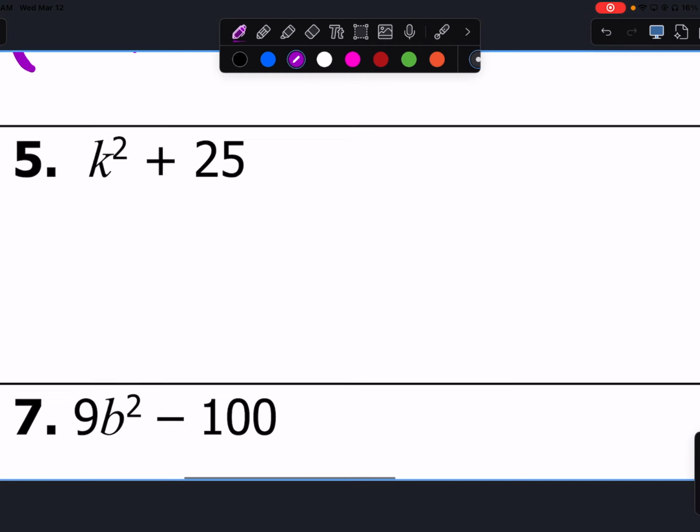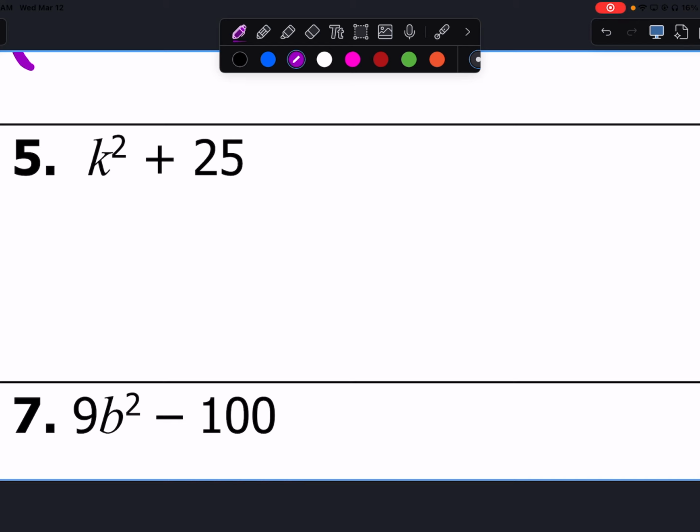For number 5, what do I do? I have a question. I got a hint. Is this a difference? No. So is it a difference of squares? No. If it's not a difference, it's not a difference of squares.